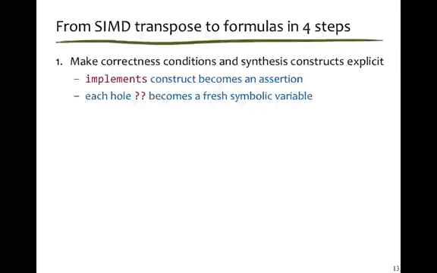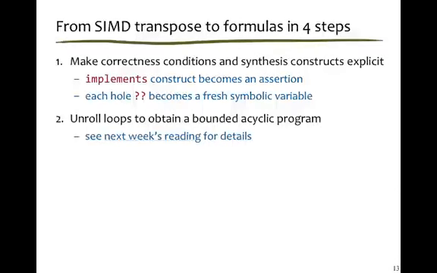What we're going to do now is we're going to translate this straight line code into an SMT formula. And we're going to do it in 4 steps. The first thing is we are going to get rid of these funny synthesis constructs that we have, right? So we have this implements construct, we have these question mark thingies, we're going to get rid of those. The second thing that we're going to do, or that we would do if we had any loops, is we would unroll them to obtain a bounded acyclic program. In your reading for next week, you will see how that is done, and you will also see how to handle if-then-else statements.